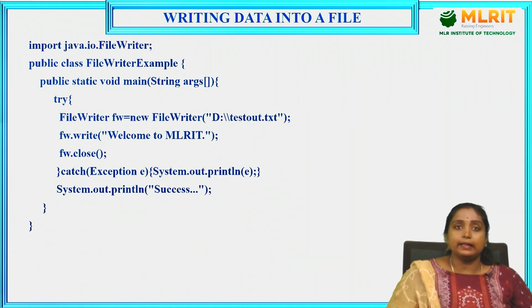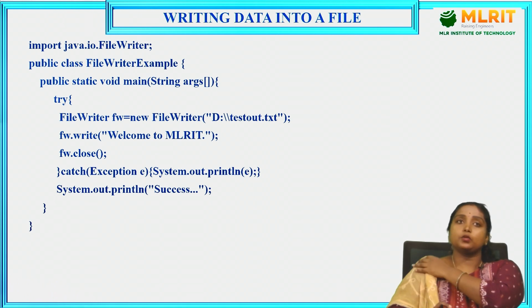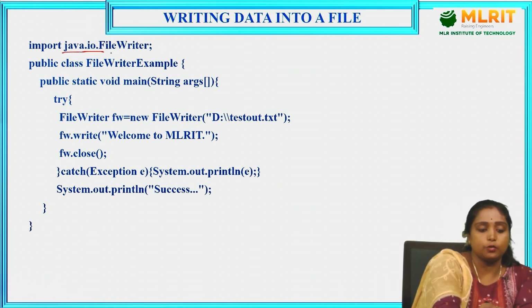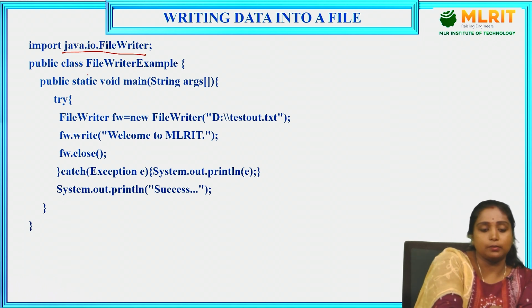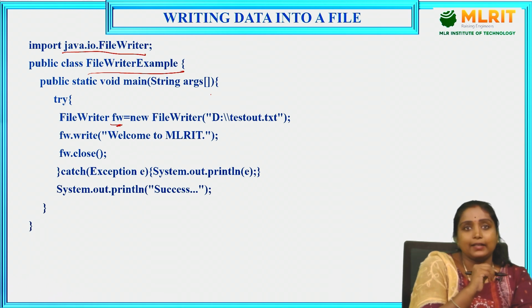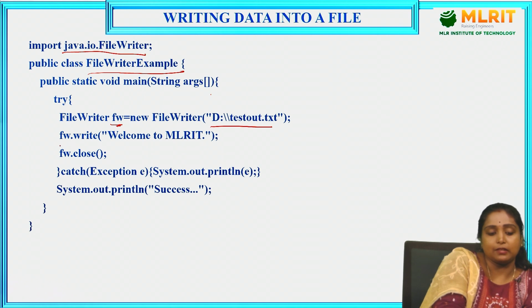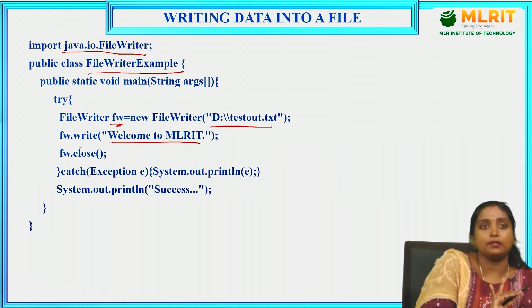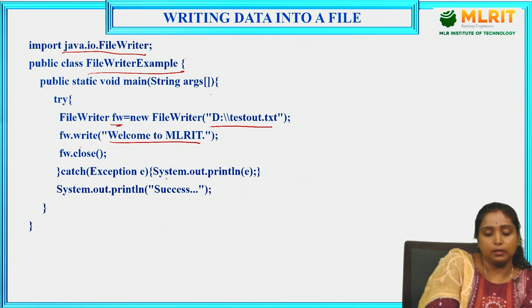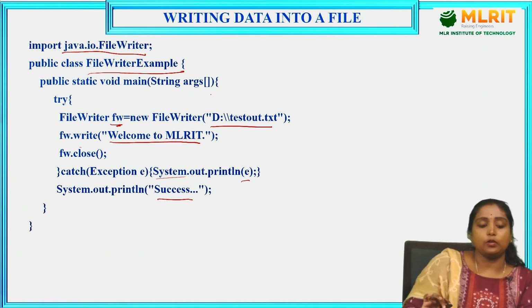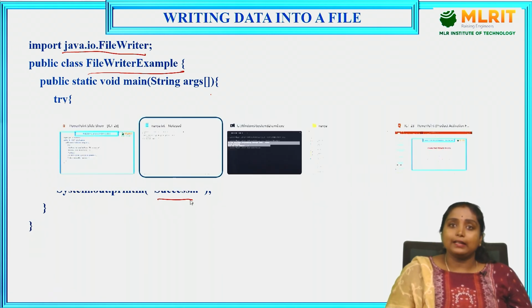So, writing data into a file. I just want to write data to the file. So I'm using FileWriter, and java.io.* is also okay. This is my file name, and public static void main. Here I am creating an object of FileWriter with a path as a parameter. And with the write method, I write this particular string and close it. At last I print success. If any exception occurs, it will print the exception. If no exception occurs, it goes directly to success. This is how we write data into a file.